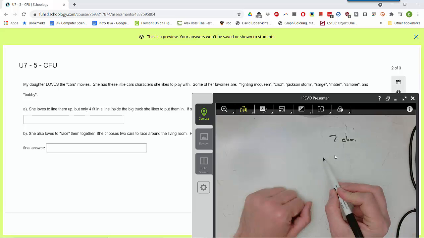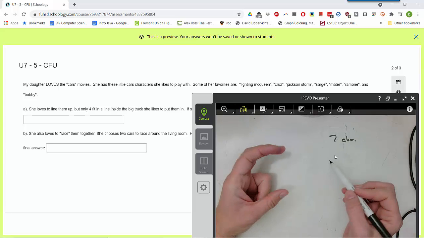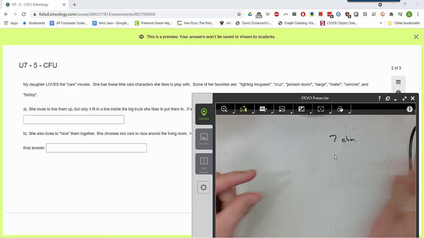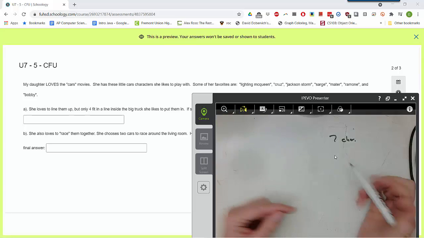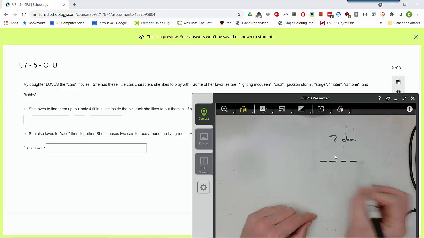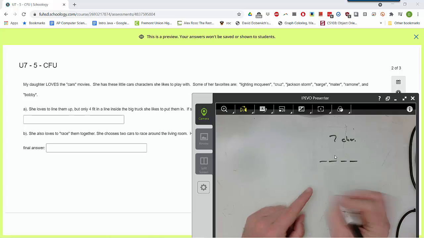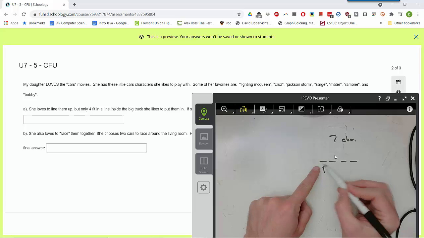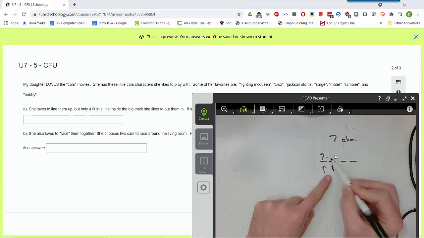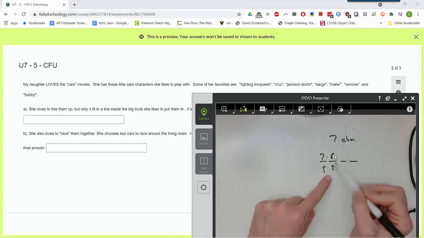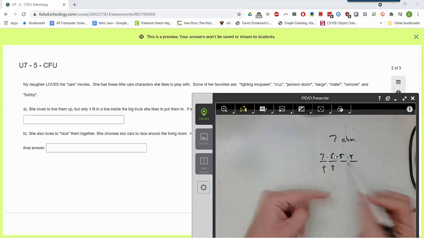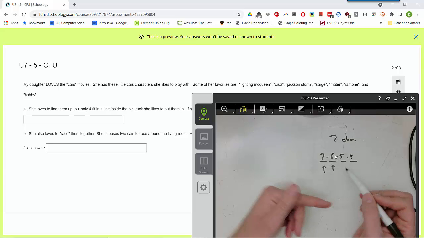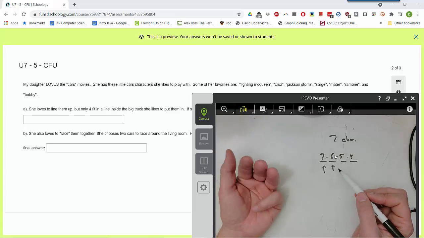She likes to line them up, but she's got this big truck in the movie. The truck is called Mac, and you can slide the little cars inside the Mac truck. But only 4 of them fit in a line here. So if I'm going to line them up, the question is, how many ways can I put them in a line? So again, how many options do I have for the first character I put in? I could put in any of the 7. And then how many options do I have for the next one? Well, I've already used 1, so there's 6 left. So I've got 6 options, and then 5, and then 4. So that right there counts how many ways I could choose 4 characters and put them in a line.